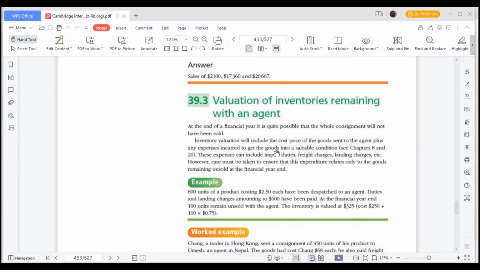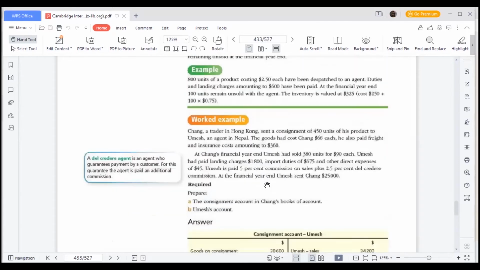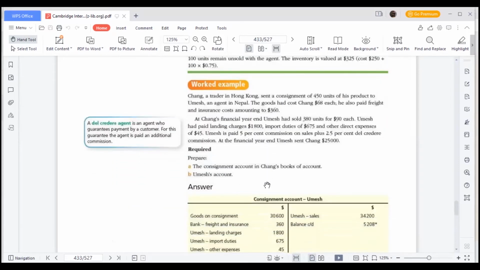Inventory valuation will include the cost price of the goods sent to the agent plus any expenses incurred to get the goods into a saleable condition. These expenses can include import duties, freight charges, landing charges, etc. However, care must be taken to ensure that this expenditure relates only to the goods remaining unsold at the financial year end. So we're going to do an example for this to show how it works.